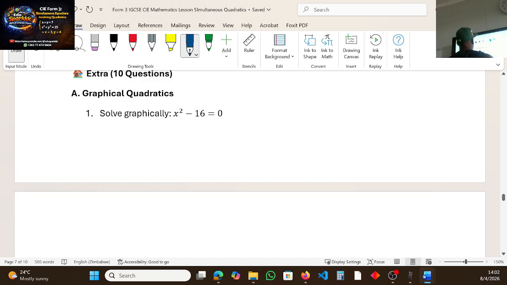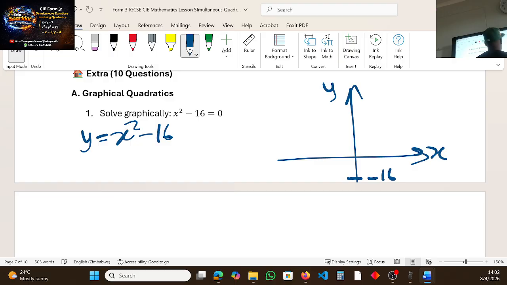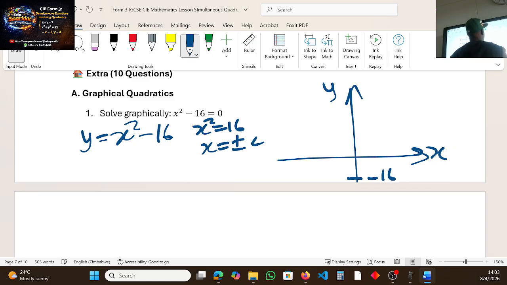Let's check. Solve graphically x squared minus 16 equal to 0. The moment they say graphically, we are bringing in variable y being equal to x squared minus 16. So everything will happen on our Cartesian plane, that's x and y. Somewhere below, where we have our y equal to negative 16, it's a point of interest. And when we solve this particular equation, we are saying x squared is equal to 16. Therefore, our x will be equal to plus or minus 4.